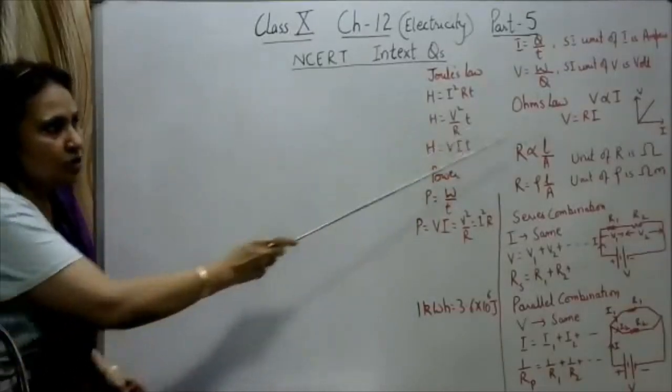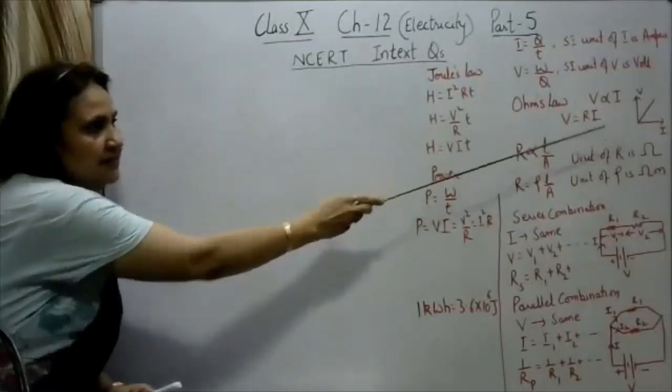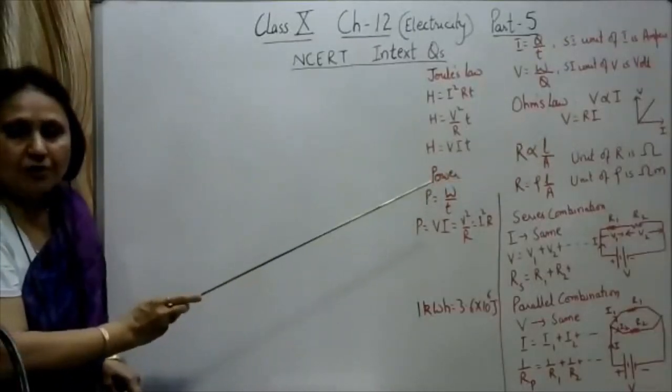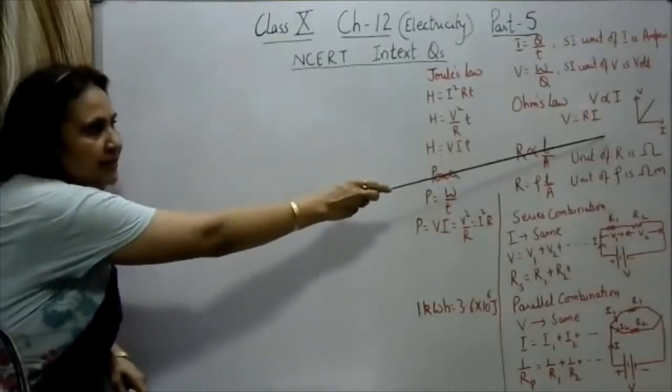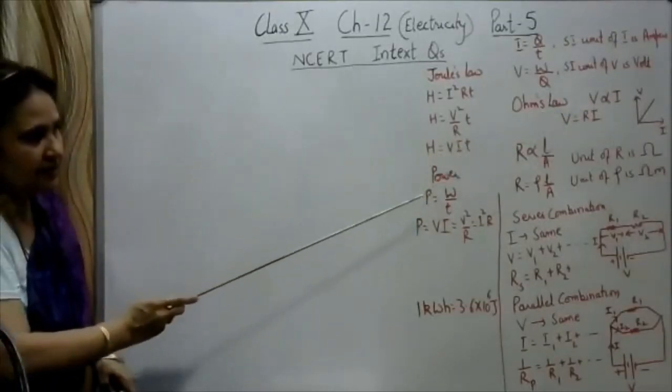flow of current. So the graph between V and I is a straight line, and the slope of this graph will give you the resistance, provided V is taken along y-axis and I is taken along x-axis.